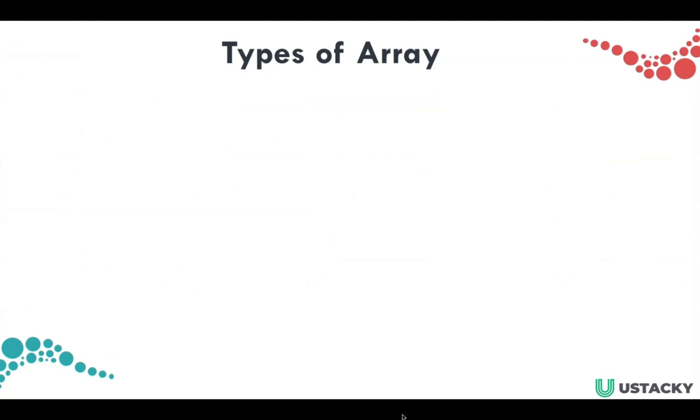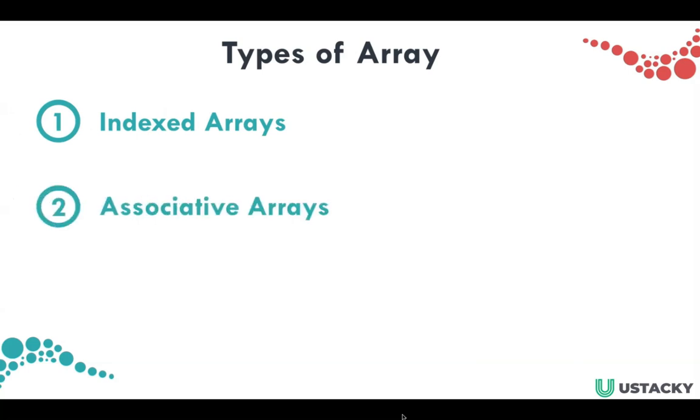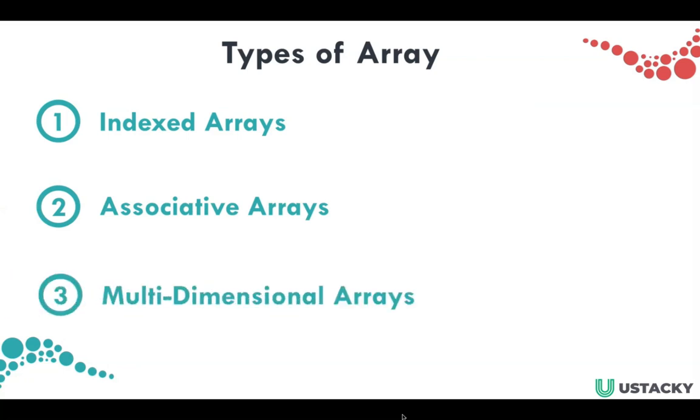In PHP, there are three different types of array. The first one is the index array. The second one is the associative array. And the third one is the multidimensional array. In subsequent tutorials, I'll be discussing each array one after the other.